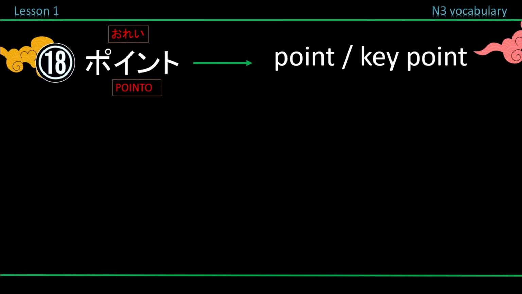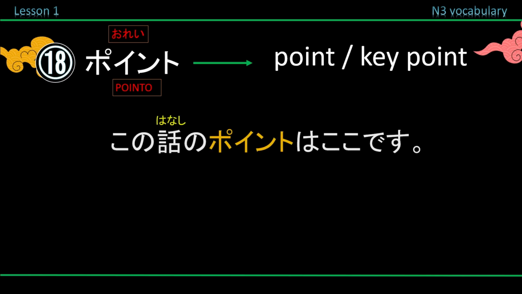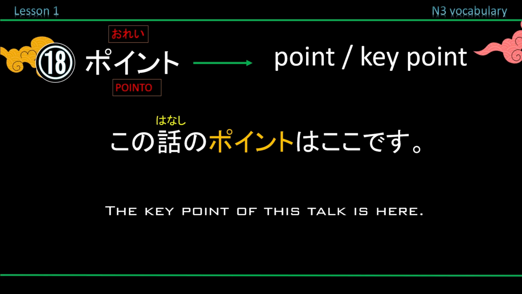Next is pointo. This comes directly from the English word point. It refers to the key point, main ideas, or important part of something. For example, kono hanashi no pointo wa koko desu. This means the key point of this talk is here. So it's very useful for explanations and presentations.